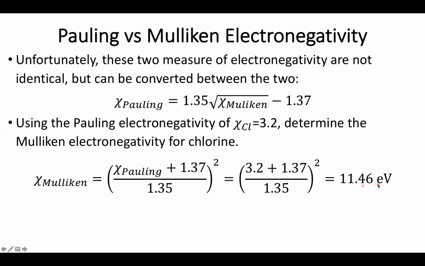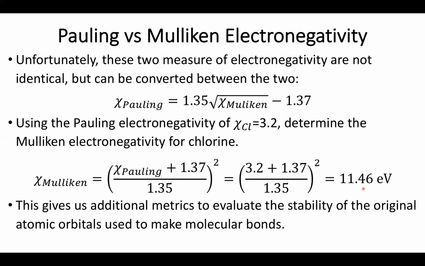Now, where this is actually really useful is that this also feeds back into my Coulombic integral, because what this tells us is that the Coulombic integral for chlorine is negative 11.46. So this means that the energy for the chlorine atomic orbital that's involved in bonding is actually fairly low in energy, or fairly stable, which is one of the reasons we tend to describe chlorine as an electronegative element.